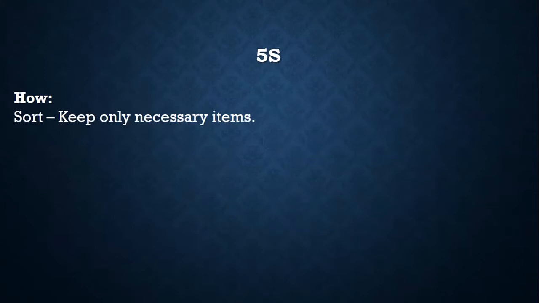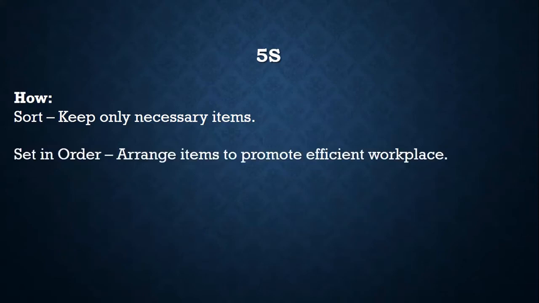Start with sort. Retain only necessary items at the workplace. Any unnecessary item or any item that is of no use now should be removed from the workstation. Then set in order. The retained necessary items should be arranged and placed at the workstation in a manner that they can be of best use for the user. All items should be visible and accessible to the user without effort.